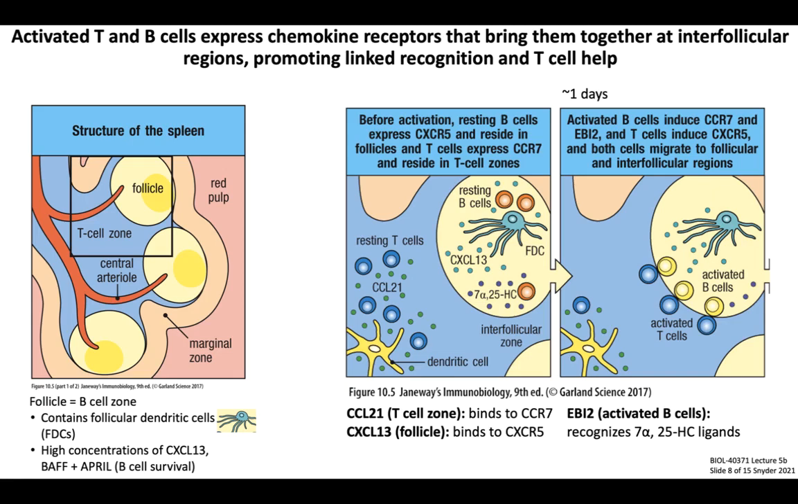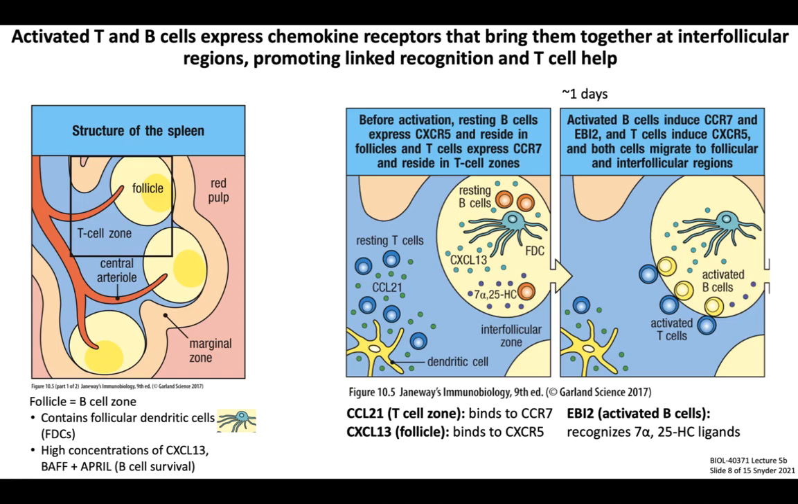At the same time, the T cells that are shown here in blue, which have undergone TCR signaling and become activated during that same immune response, will actually downregulate expression of CCR7 and upregulate expression of CXCR5. And this brings the activated T cell to that same border area between individual follicles, which is called the interfollicular zone.